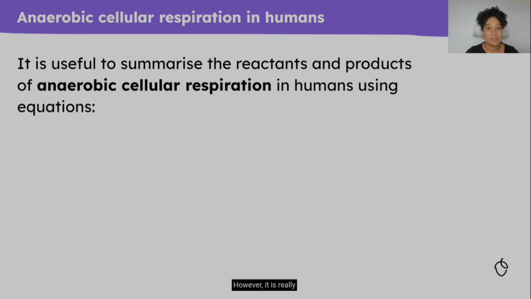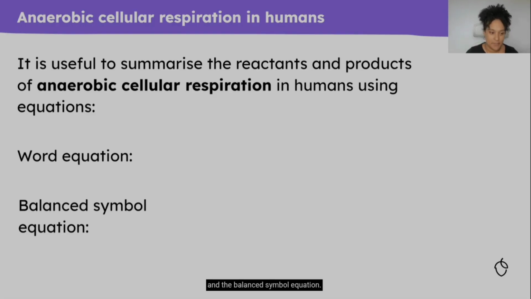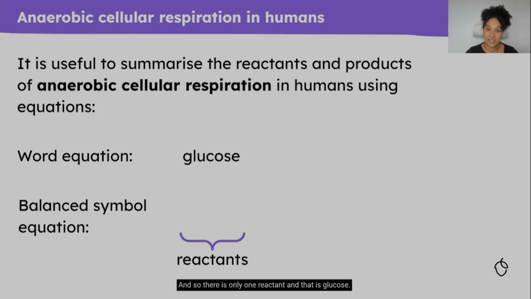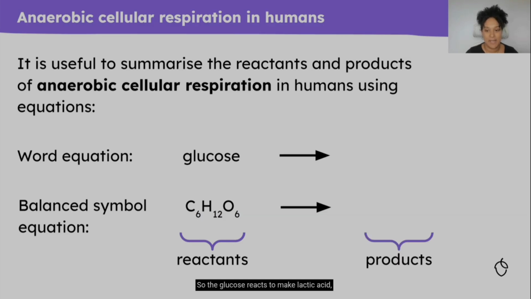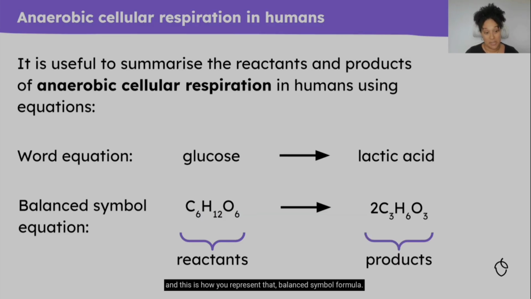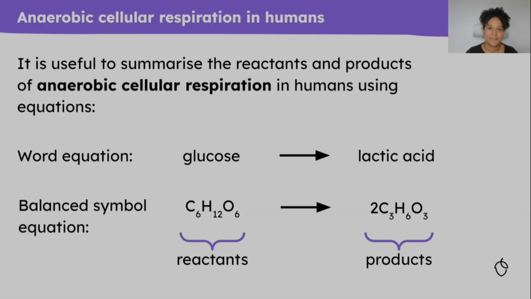However, because it is such a long process, it's useful to summarize it in an equation. So have in the back of your mind that this equation isn't telling you the full story, but it is a useful summary. So we're going to look at the word equation and the balanced symbol equation. There is only one reactant, and that is glucose. And this is how you represent that as a balanced symbol formula. So the glucose reacts to make lactic acid. And this is how you represent that, balanced symbol formula.